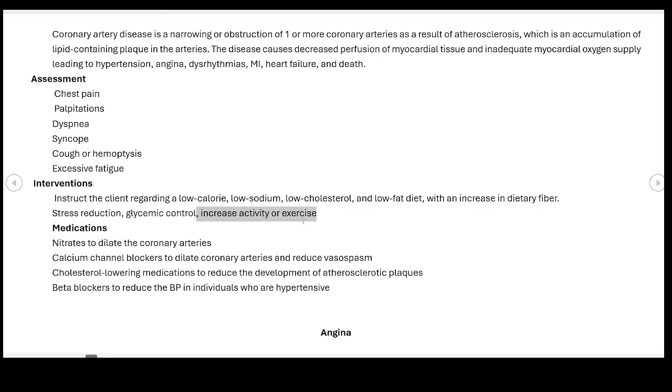Then increase activities and exercise. So exercise, we're not asking you to go to the gym every day. At least walking every day after work would help. Please do not confuse walking at work as an exercise. Yes, you're working, but you are also under stress.